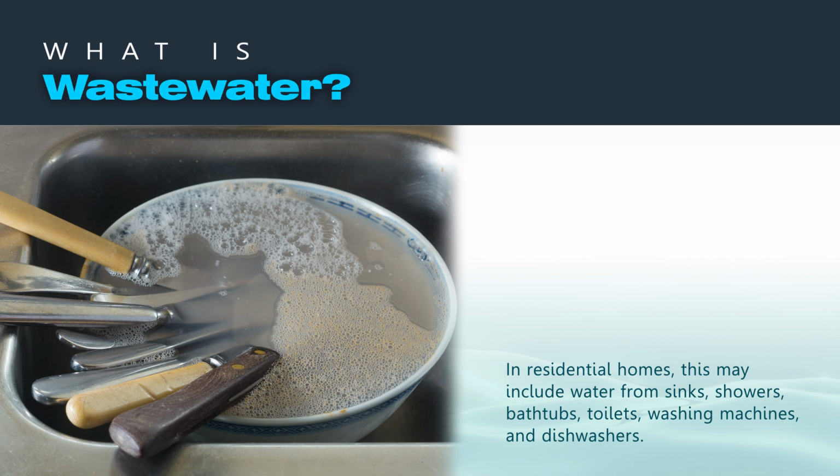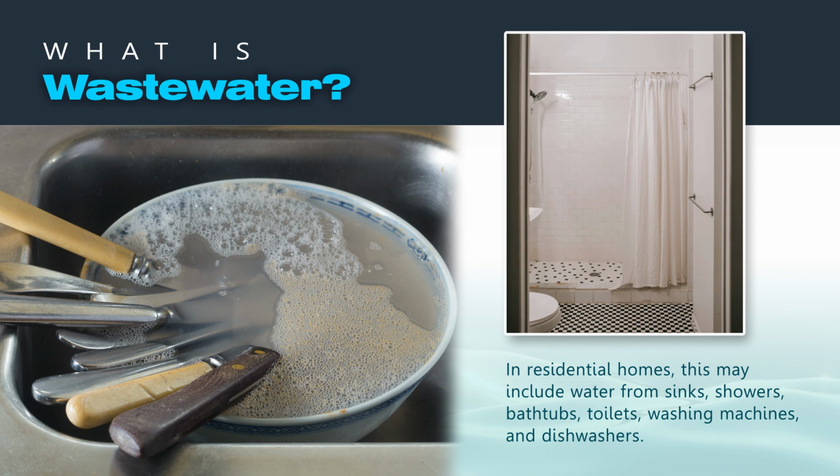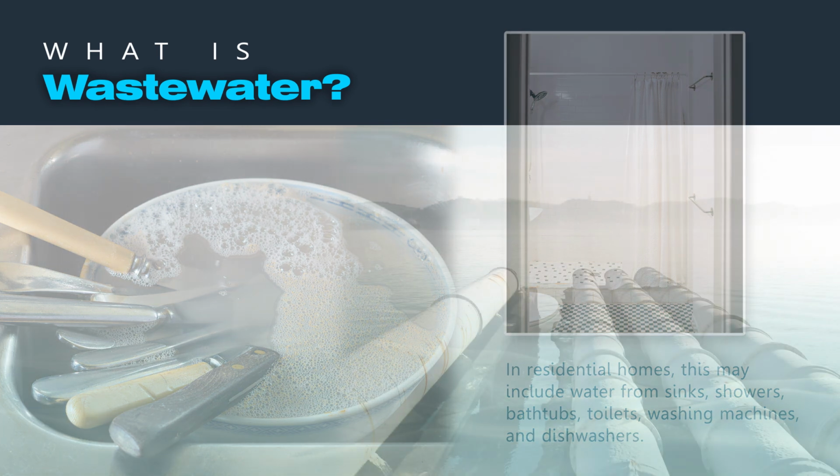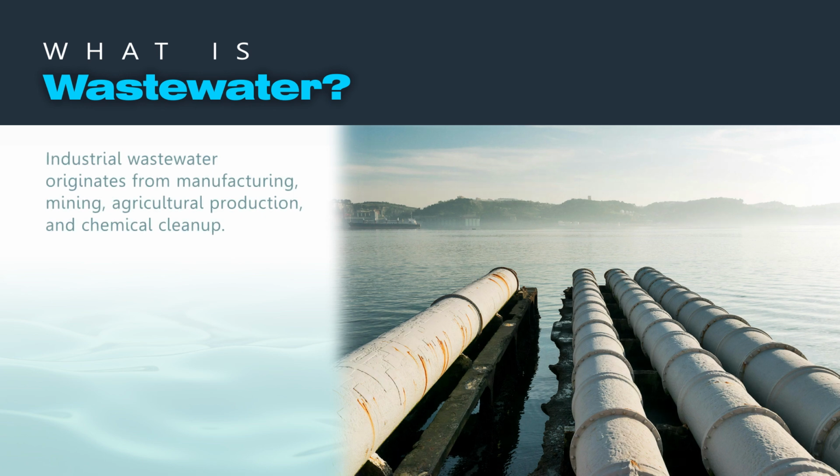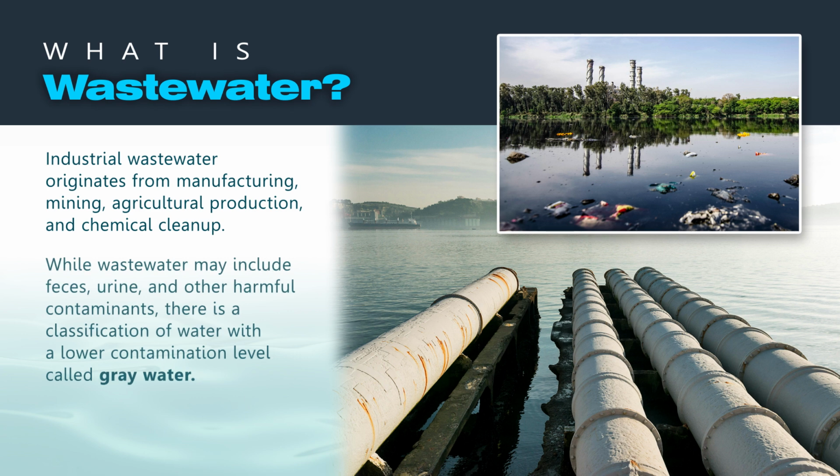In residential homes, this may include water from sinks, showers, bathtubs, toilets, washing machines, and dishwashers. Industrial wastewater originates from manufacturing, mining, agricultural production, and chemical cleanup. While wastewater may include feces, urine, and other harmful contaminants, there is a classification of water with a lower contamination level called gray water.